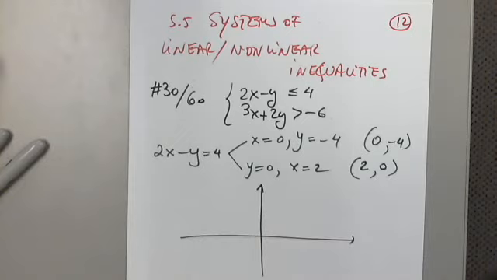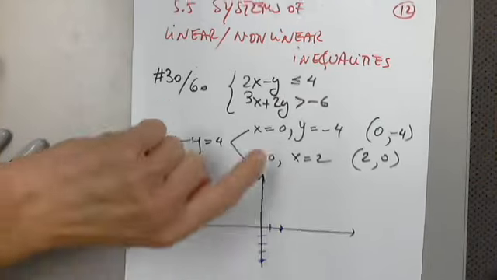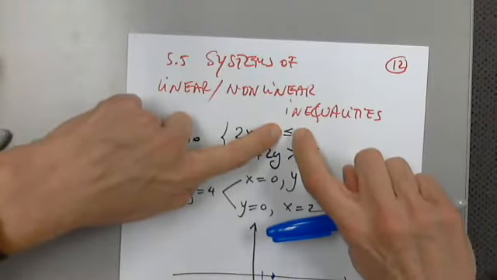So I'm going to plot 2, 0 and 0, -4, of course. At this point, I'm going to stop. Do not graph. The next thing I have to do is look at this inequality symbol.